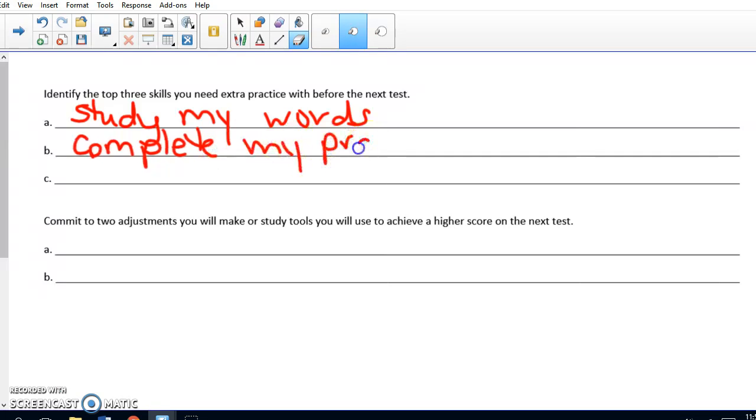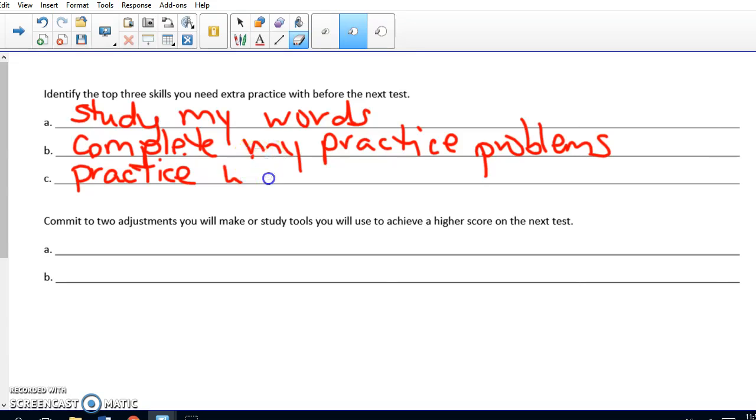Now, your reasons don't have to be these reasons. I'm giving you examples. But you would go ahead and fill in reasons for everything you need to practice with before the next test. And then I might need to practice with dilations. Your reasons can be different.